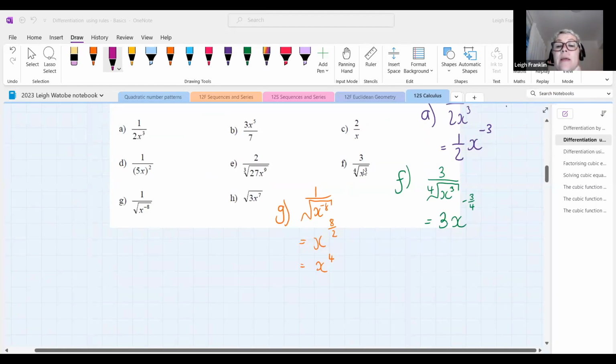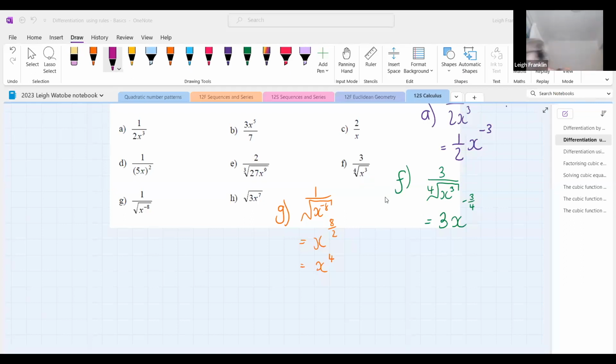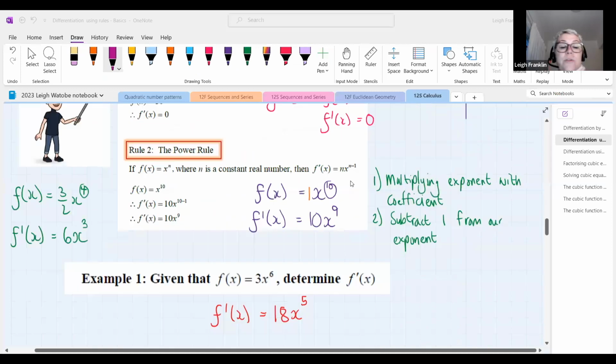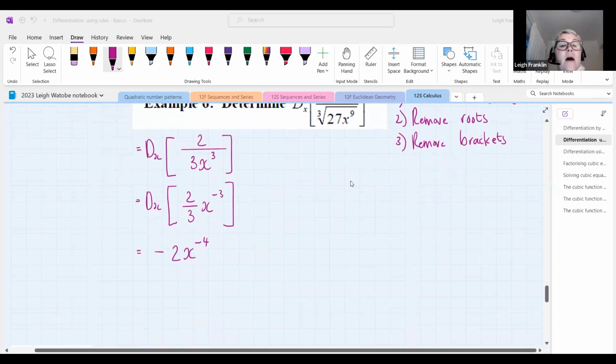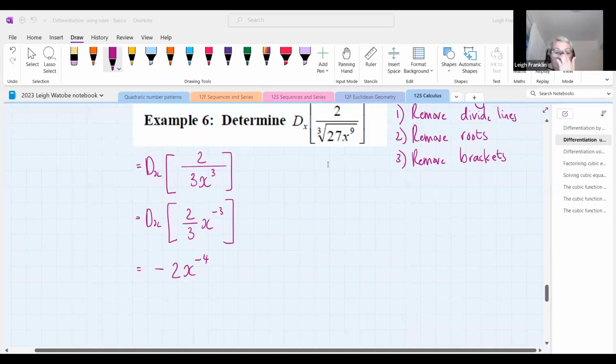Okay, so like this one here, 3 over the 4th root of x to the power of 3. Can you see how I have divided my exponent by the root? I've written it with a rational exponent. All right, so it's exactly the same idea. I've got to do that first. I've got to get rid of the root and write things with rational exponents. Or in this case over here, it's not rational because 9 is divisible by 3.